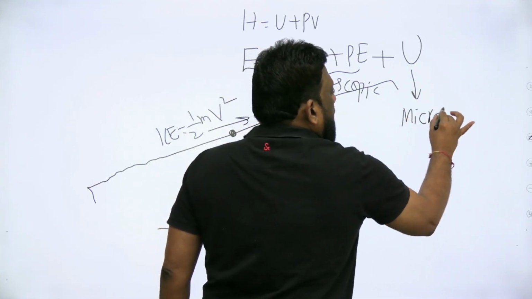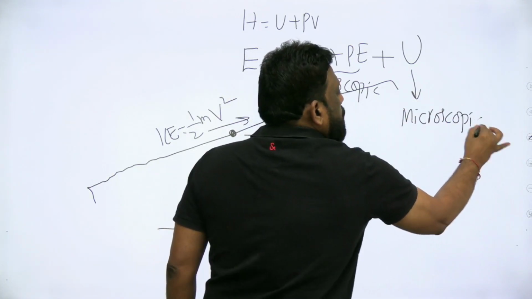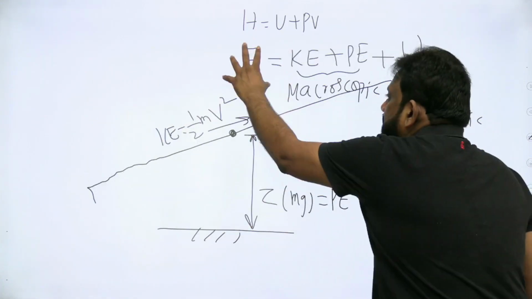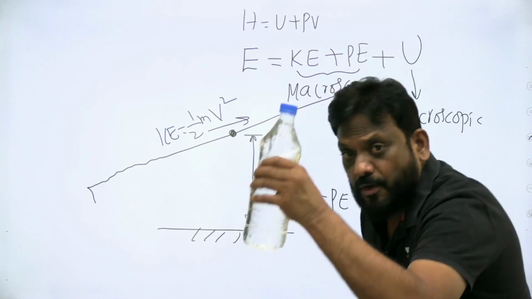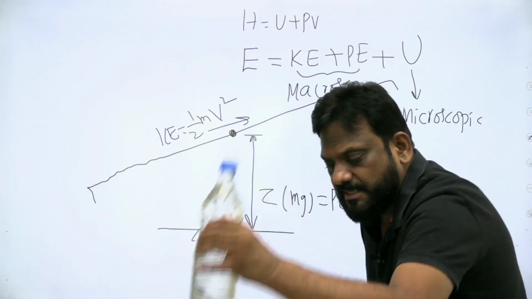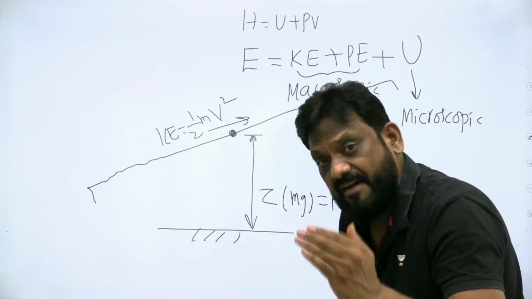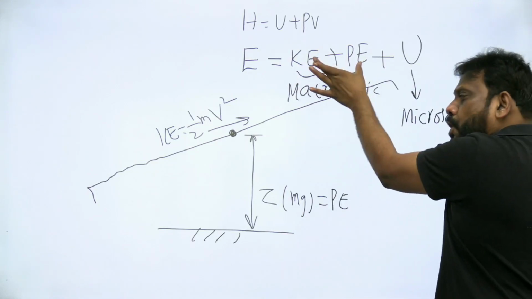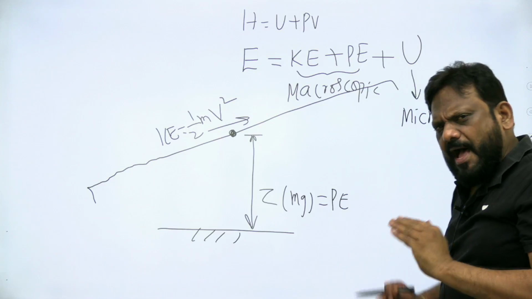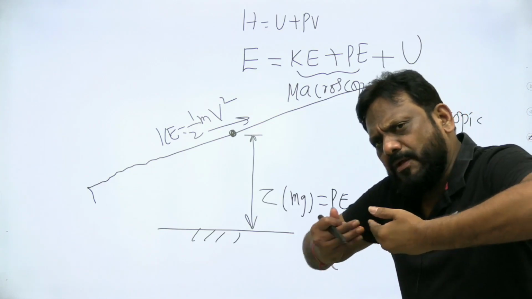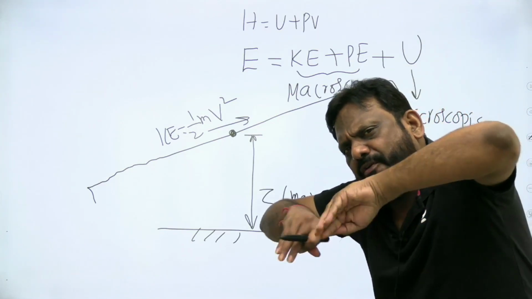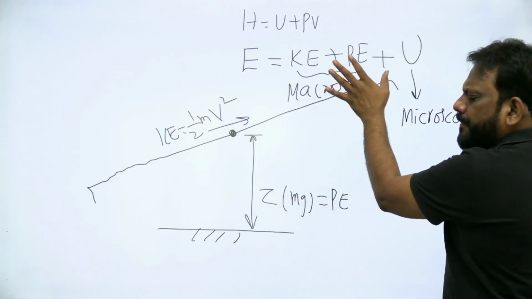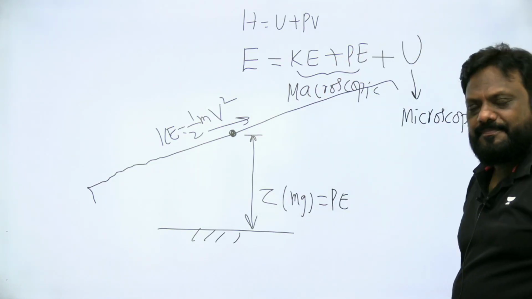This is microscopic. So for a closed system, this is a closed system because water is not flowing. For a closed system, we have, my dear students, kinetic and potential energy, which are gross, and internal energy. As I told you, internal energy is the microscopic form, all microscopic forms of energy associated with molecules.